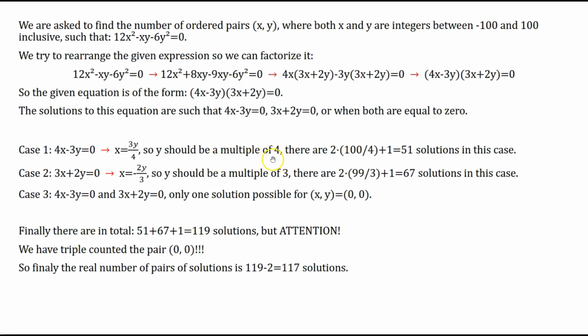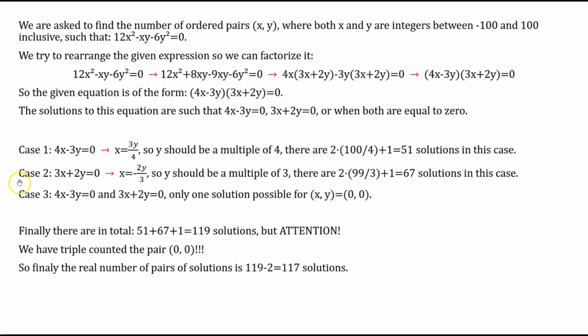Between the numbers minus 100 and 100, there will be 100 divided by 4 multiples of 4 times 2, because we go from minus 100 to 100, plus 1. This plus 1 is the solution 0, 0. So we will have 50 plus 1, in total 51 solutions in this case. So there are 51 multiples of 4 between minus 100 and 100, which all produce an integer x. So we have 51 solutions in this case.